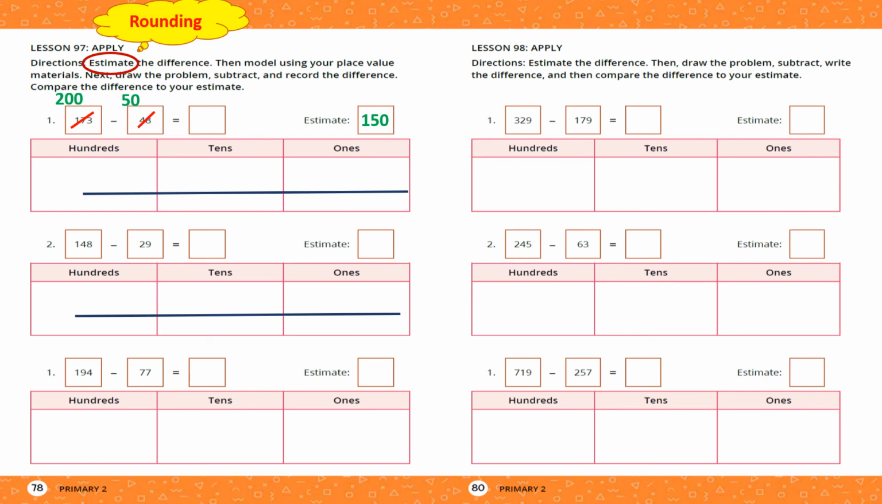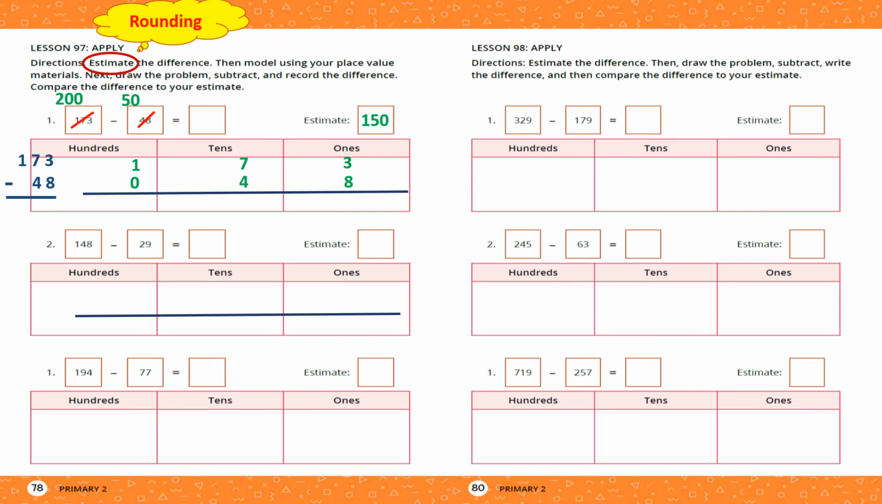Now, we're going to calculate the exact result of 173 minus 48. Now, we will write 173: 1 in hundreds, 7 in tens, 3 in ones. 48, we will write 4 in tens and 8 in ones. And no hundreds, so we will write 0. We will write 0 in hundreds, 4 in tens, 8 in ones.